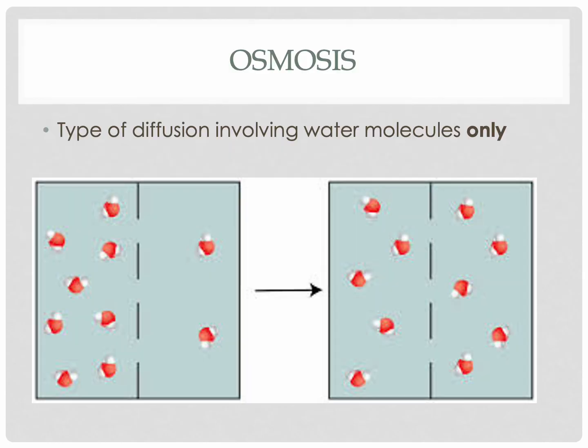Okay, osmosis is a type of diffusion, but it is only going to involve water molecules. When we talk about water diffusing or water going through osmosis, again, we're going from an area where there's a higher concentration of water to an area where there is lower. However, we don't say high concentration to low concentration. We would say the water potential.